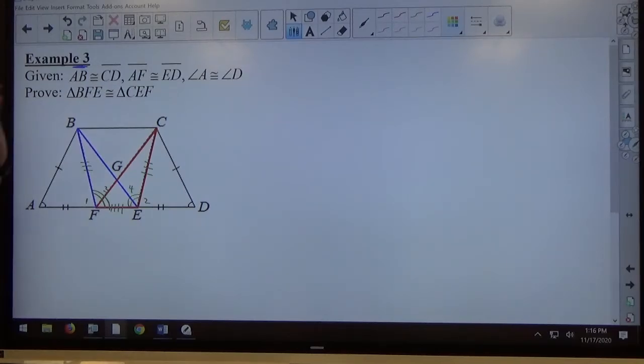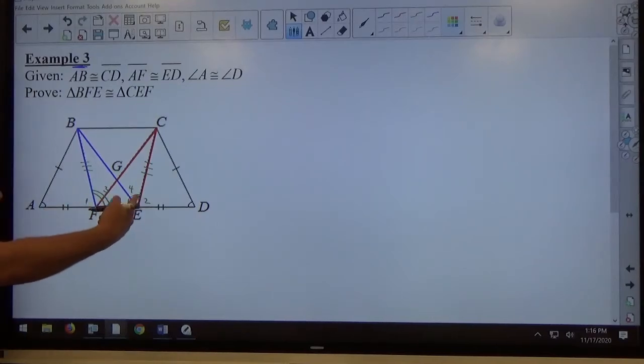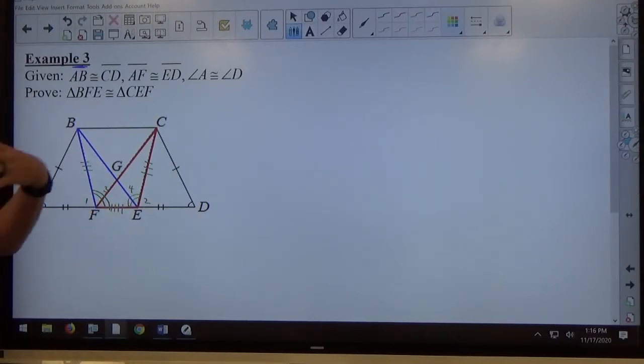Otherwise I have to write the 3-letter angle name for this angle and this angle and this angle and this angle. It gets to be this big, ginormous mess on my paper. It's harder to look at. So feel free to, when you draw the picture, put angle numbers on there so you can refer to angle 1, 2, 3, 4. It's just easier to write the proof.